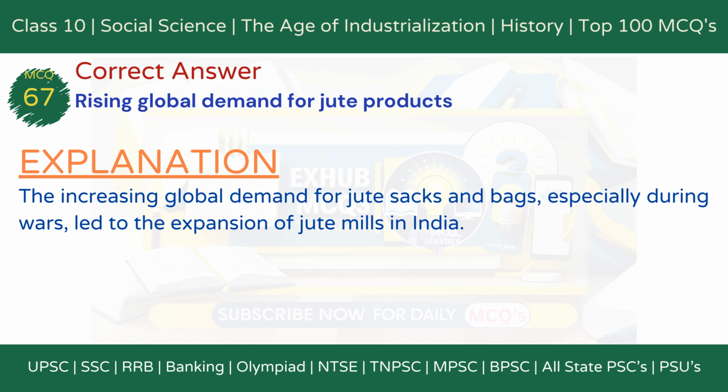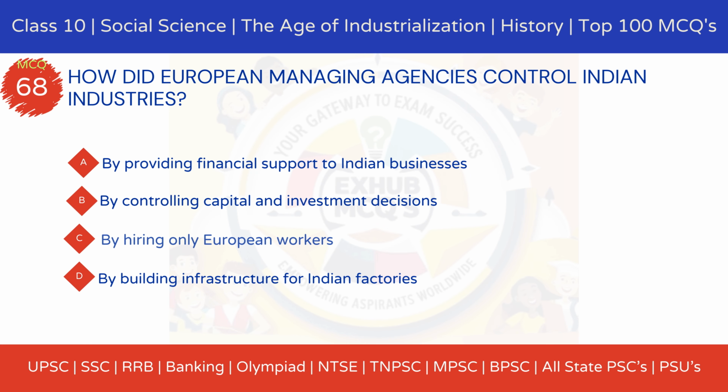The correct answer is option B. Rising global demand for jute products. Explanation: The increasing global demand for jute sacks and bags, especially during wars, led to the expansion of jute mills in India. MC 68. How did European managing agencies control Indian industries?